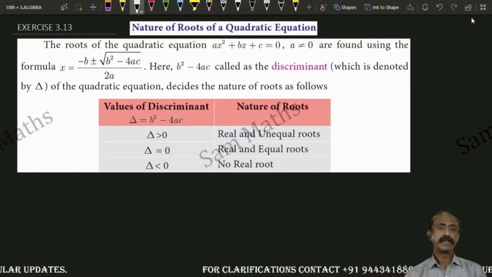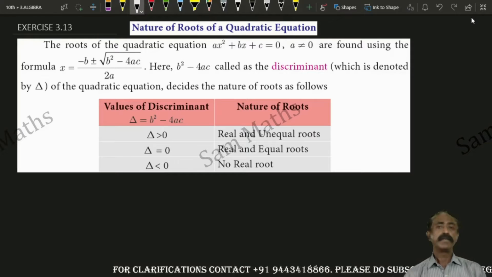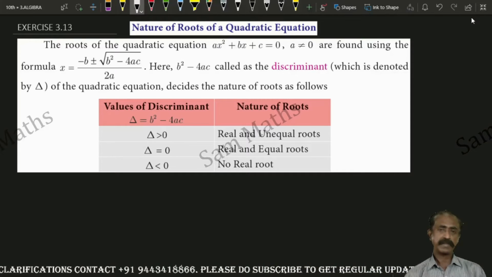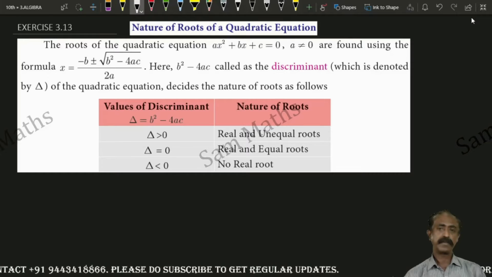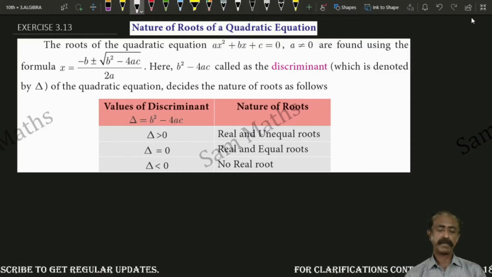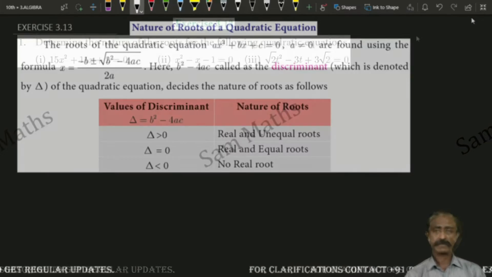Clear, children? So, delta greater than 0, that means positive, we used to say the nature of the roots is real and unequal roots. Delta equal to 0, real and equal roots. Delta less than 0, no real roots. Clear, children? Make yourself thorough with these conditions. You memorize them. In that case, the problems we can solve easily.